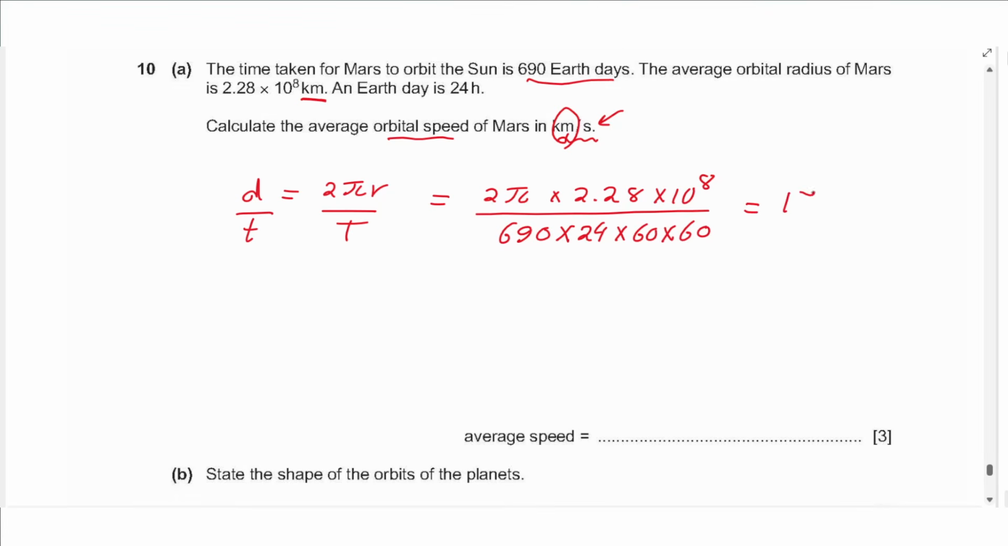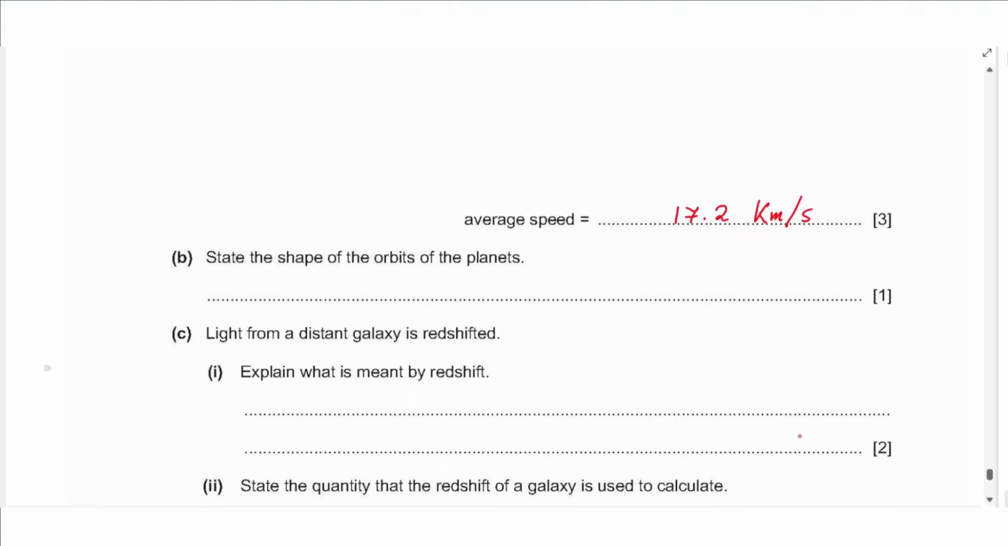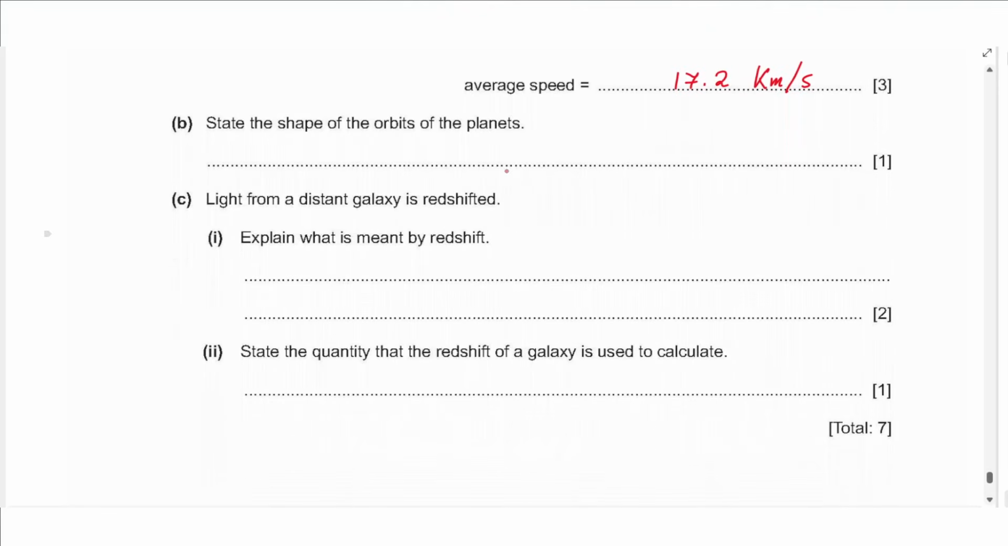This gives 17.27149 approximately. The values here are all either 2 significant or 3 significant. We can use 3 significant. 17.2 kilometers per second. Question B says, state the shape of the orbits of the planets. We are supposed to know that they are elliptical in shape or oval in shape.